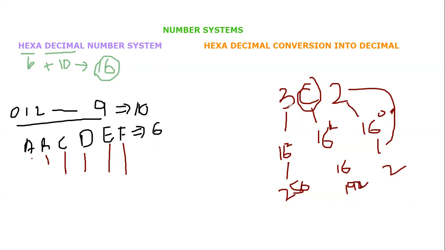Similarly, the number on the third position is 3, and its worth is 16 raised to 2, or simply 256. So 3 will multiply with 256, and 256 times 3 is simply 768, right? So if you sum them up, 768, 192, and 2, 768 plus 192 plus 2 would become 962 in decimal, right? So this is the equivalent number in decimal.